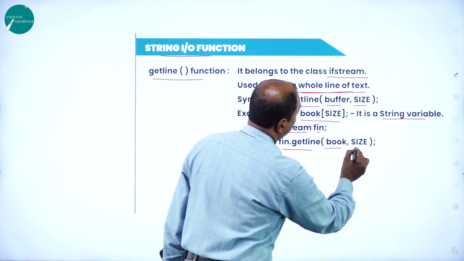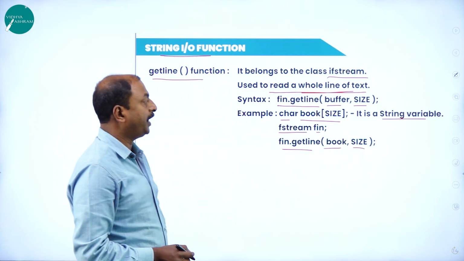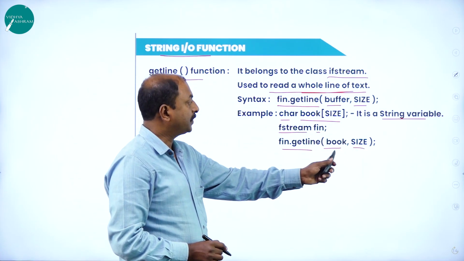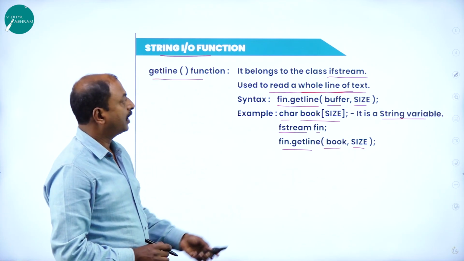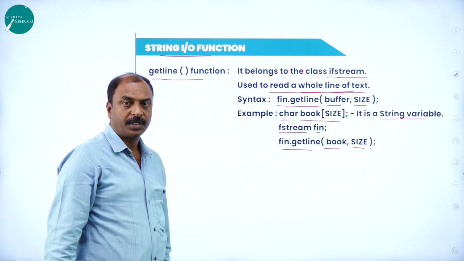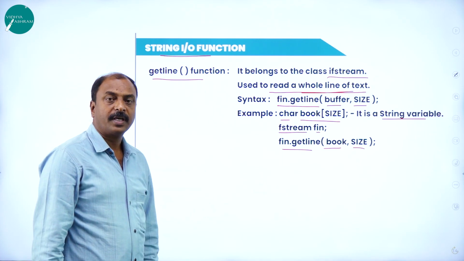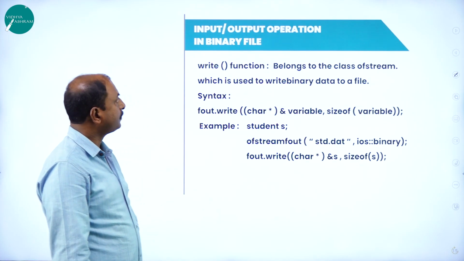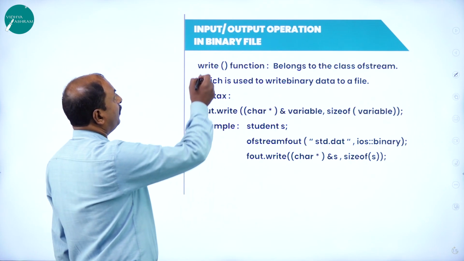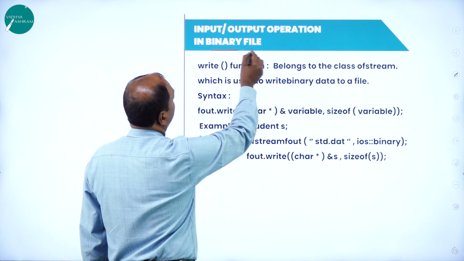fin.getLine(book, size): it is going to read a line of text from the file book, or from the string that is book here. So this is an example for the getLine function. Next one is input-output functions on binary files.